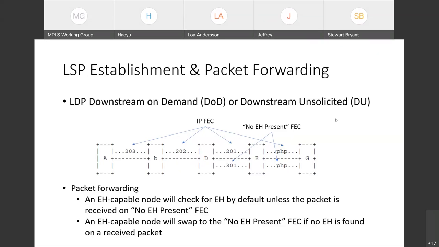Can I ask a question? Yeah, sure, please. You are saying that a label FEC will be allocated to indicate EH is not present? So by default, every label we allocate means EH is present? No, by default, a label tells you nothing about the existence of an extension header, which means if an EH capable node receives a normal label, it doesn't know if there's an extension header or not, so it needs to check. But what tells the node that there's an EH header?